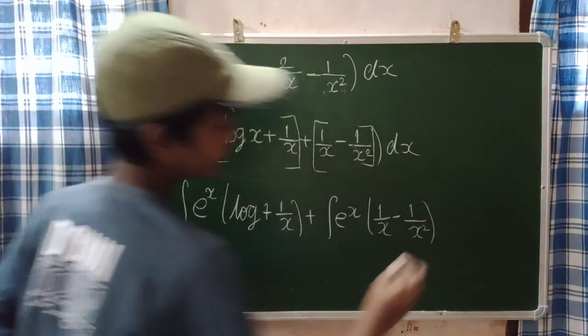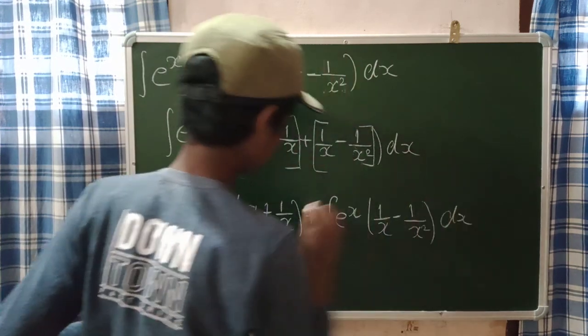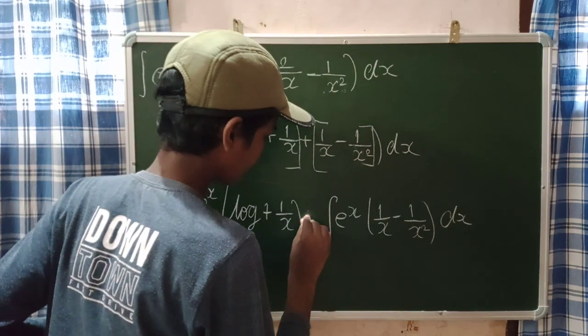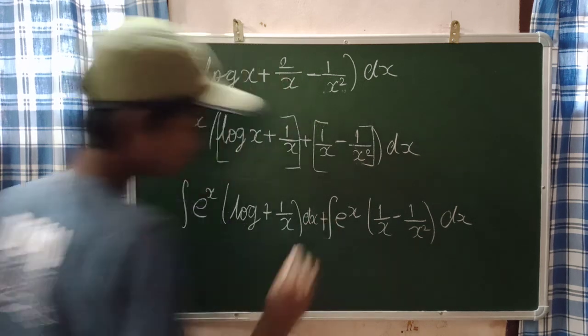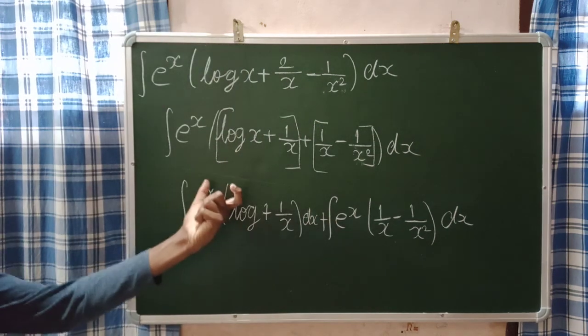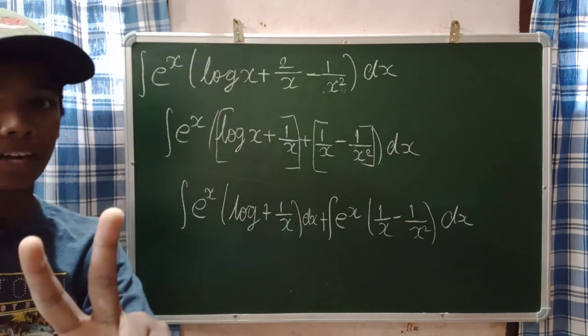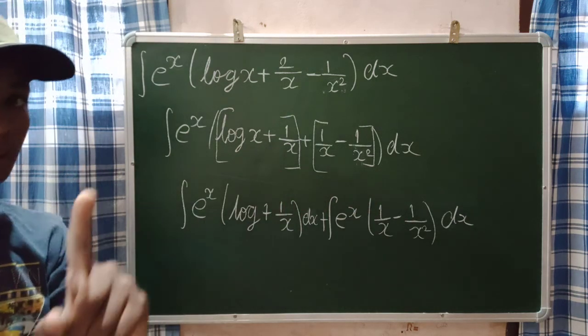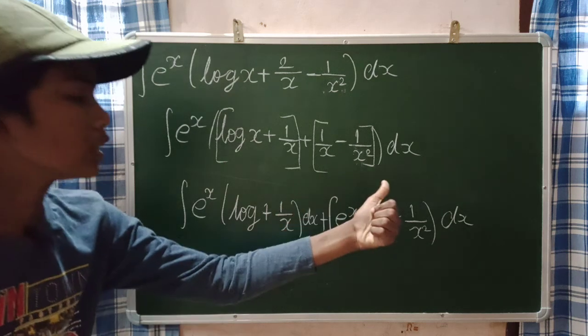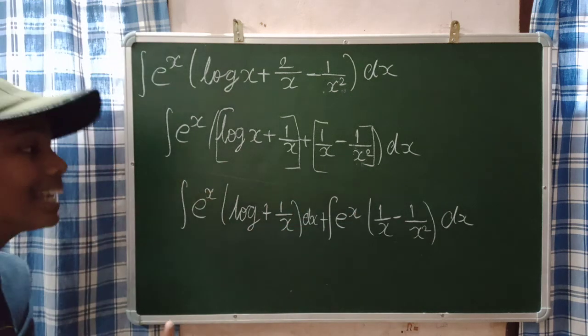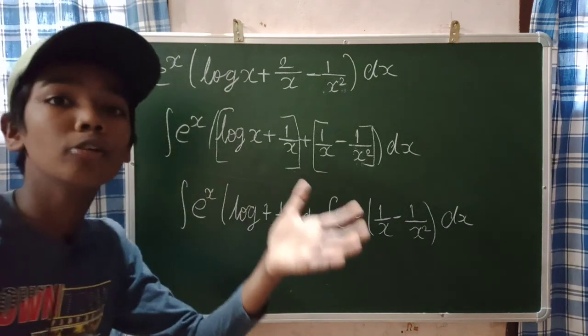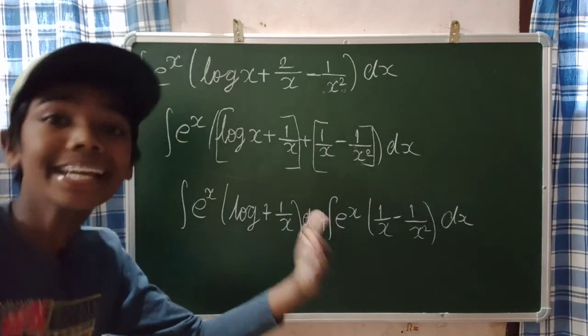I need to write the dx here. So what I did is just took log x plus 1 by x as one part and 1 by x minus 1 by x square as another part. So log x plus 1 by x is your first part and 1 by x minus 1 by x square is the second part. After splitting into parts, I split the integral also.